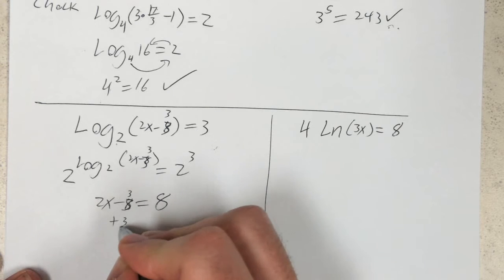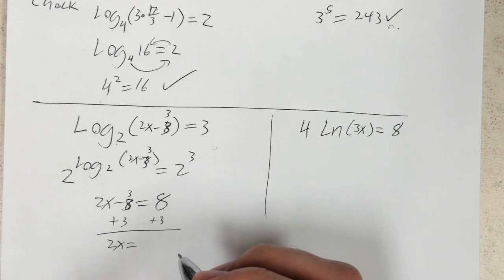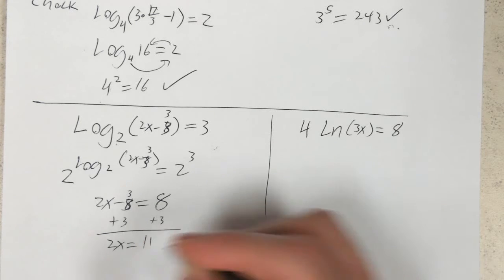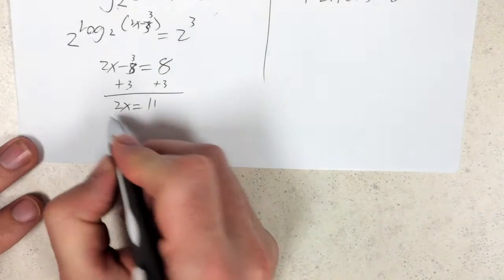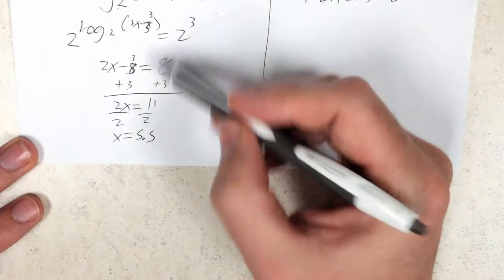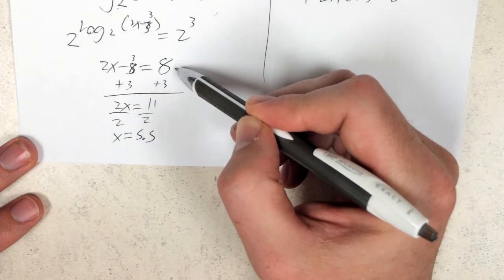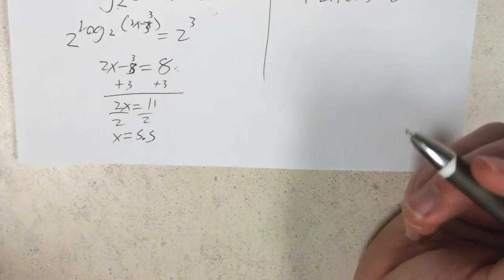So we'll add 3, add 3. So 2x is equal to 11. Then divide by 2, divide by 2. x is equal to 5.5. If you'd done it with 8, it would have added 8, make 16. 16 divided by 2 would have given us x is equal to 8.